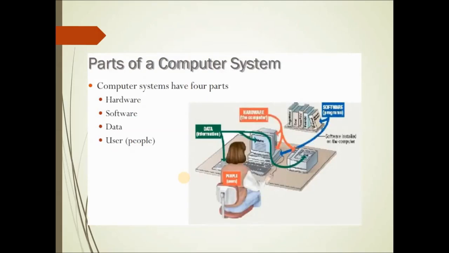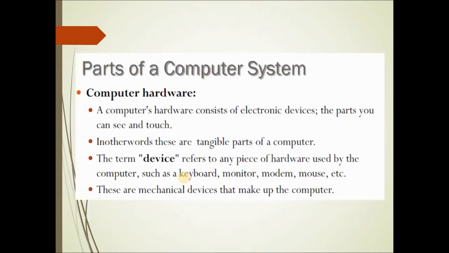So see, parts of a computer system. A computer can be divided like this: hardware, software, data, and users. So hardware, as you already know, means the physical components that we can see or we can touch, that is tangible, we can say as hardware. And the software, that is intangible. The set of instructions you can say as software, so we will discuss later.